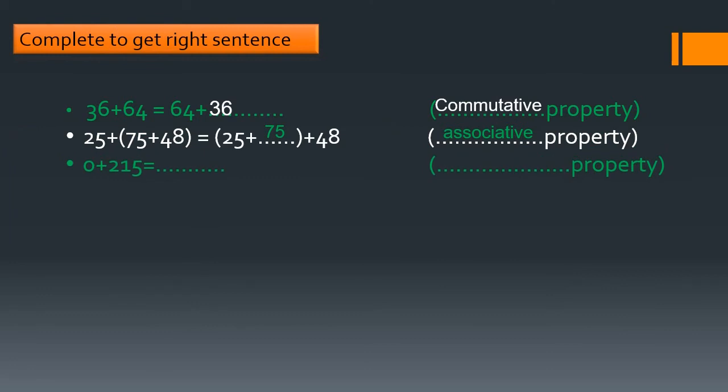0 plus 215 equals what? And what's the name of the property? 0 plus 215 equals 215 and the property is called additive identity.